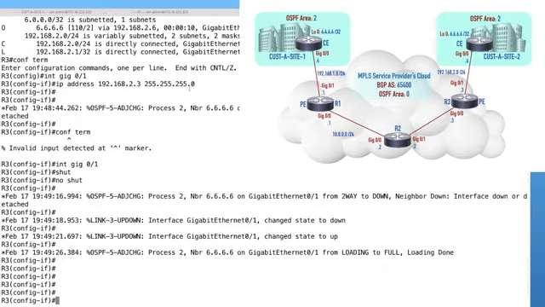We'll mutually redistribute OSPF into multiprotocol BGP and vice versa. So actually, do I need to do vice versa? No, I actually don't think I do. I think I just need to redistribute OSPF into BGP.